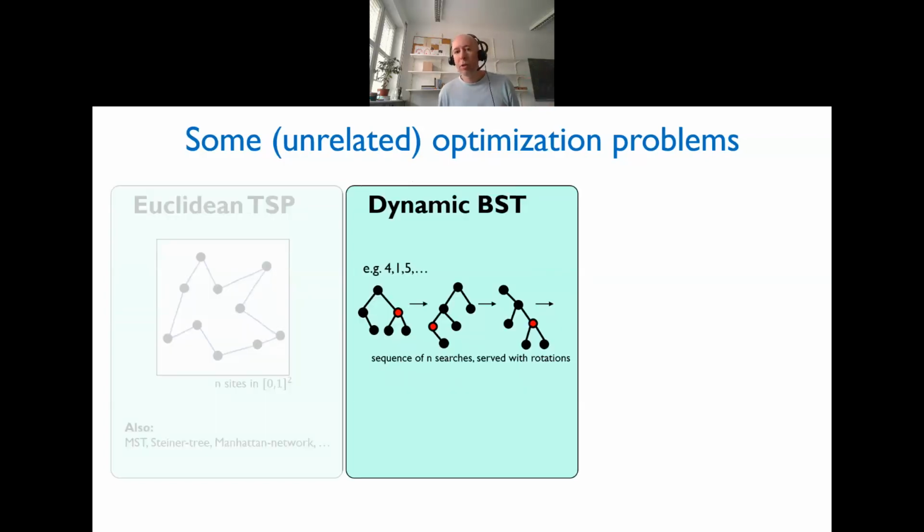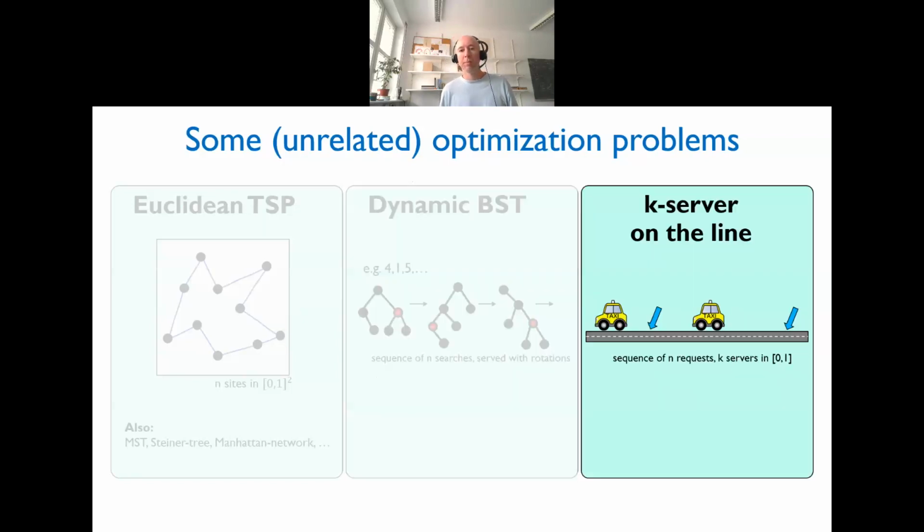Here is a different problem. We are given a sequence of searches and we have to implement them in a binary search tree. So we search down normally from the root, but after that we are allowed to rotate the tree such as to prepare for the next search. And we want to do it as efficiently as possible.